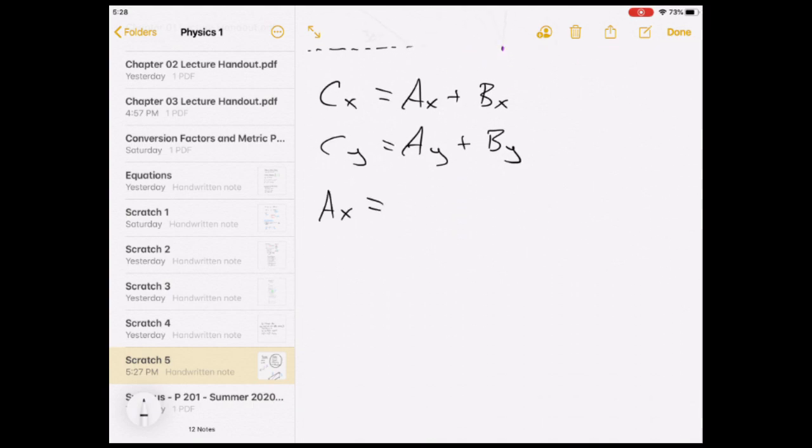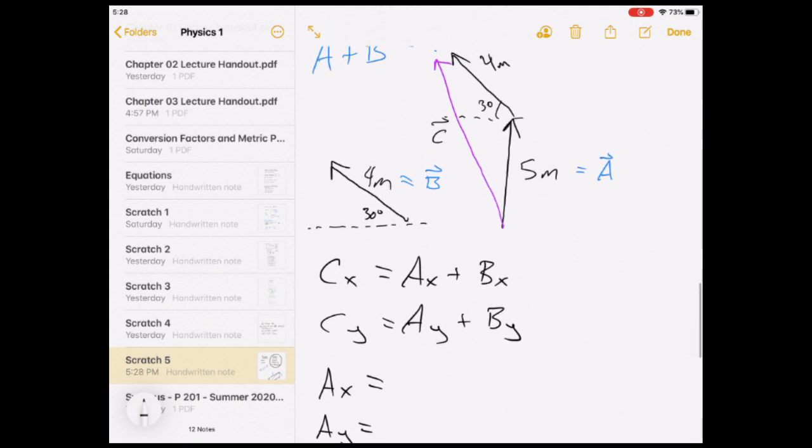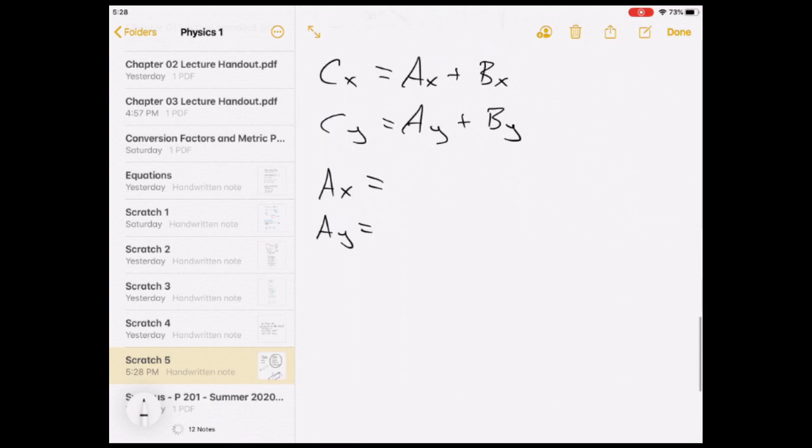Okay, so let's write this down, right? A sub X and A sub Y. Again, A points completely in the Y direction. Let's put some axes on here so that we can be for sure clear. So X is to the right, and A does not point to the right at all. So that's 0 meters. And Y is completely 5 meters, and it's up, so it's positive.